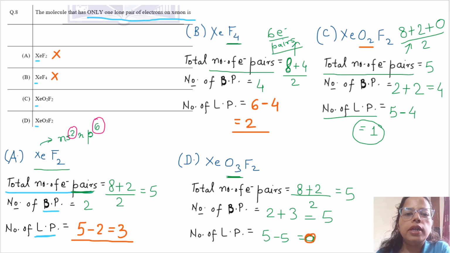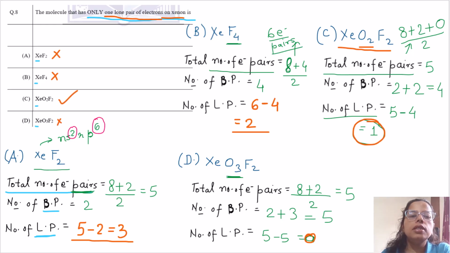So the molecule that has only one lone pair of electrons on xenon is XeO2F2, because here the number of lone pairs is equal to 1. So this is our correct answer. Option C, XeO2F2, is the correct answer, where xenon has only one lone pair.